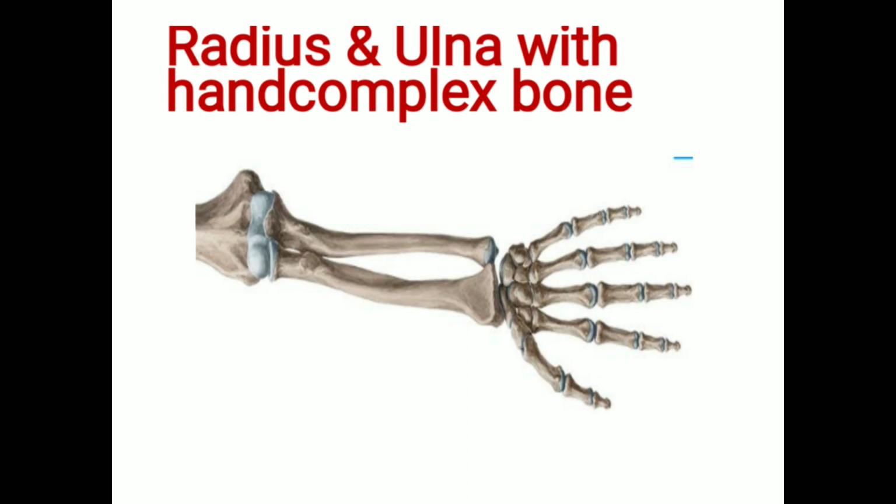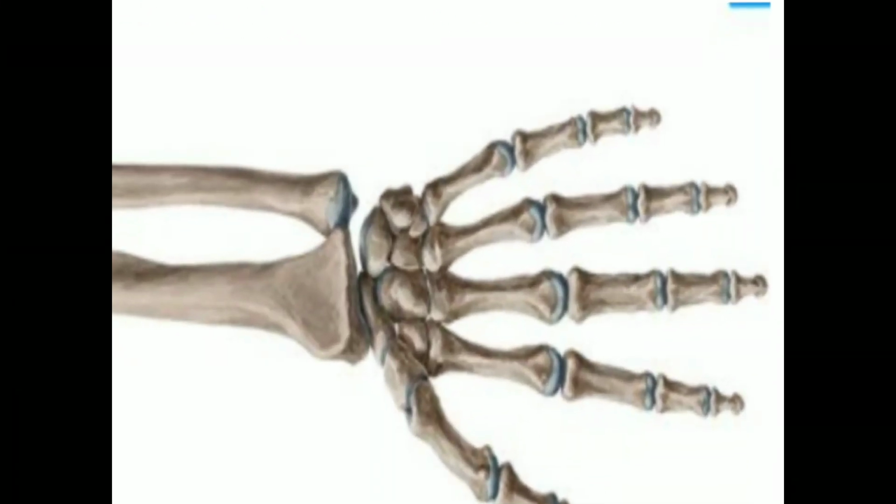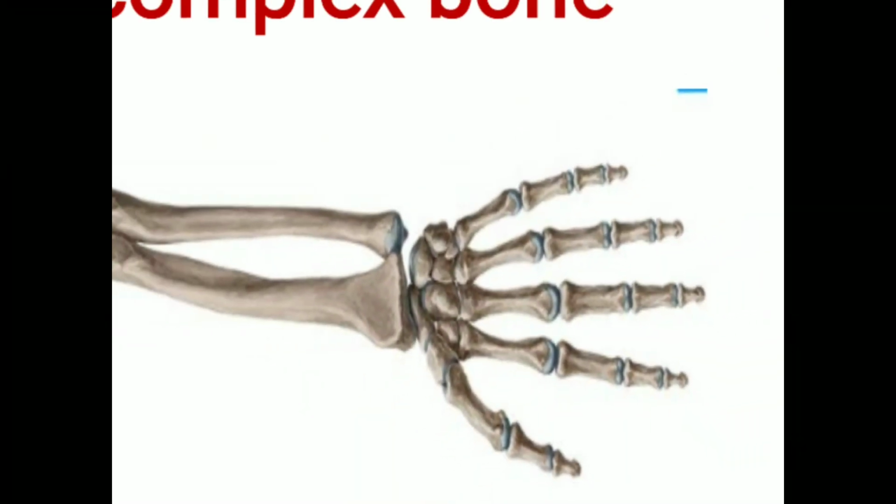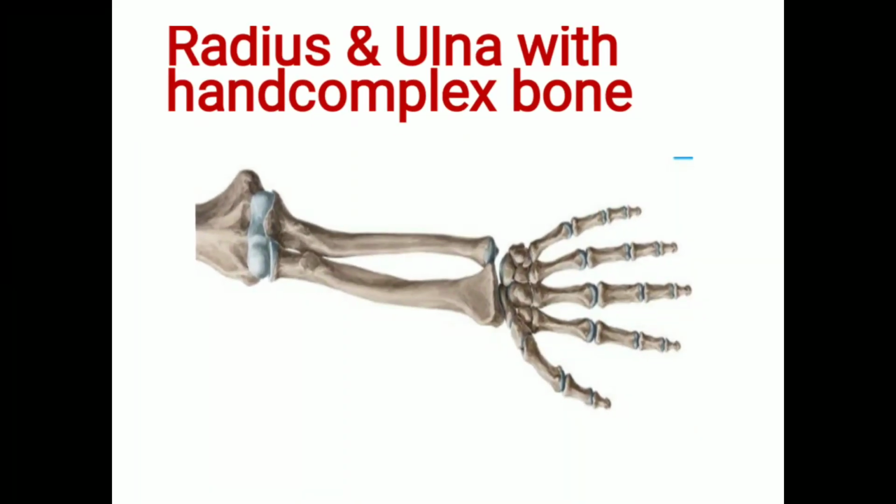Next, we have the hand complex. The hand complex comprises 8 carpals, 5 metacarpals and 14 phalanges. This will all be taught to you in detail. So the hand complex bones are what? We have 8 carpal bones, 5 metacarpals and 14 phalanges. So both hands will have how many phalanges? 14 plus 14, 28. Both hands will have how many metacarpals? 5 plus 5, 10. A single hand will have how many? 5.